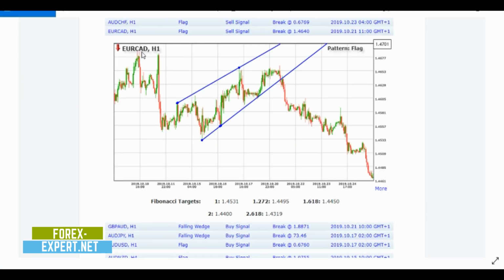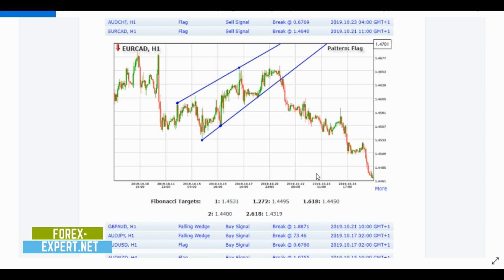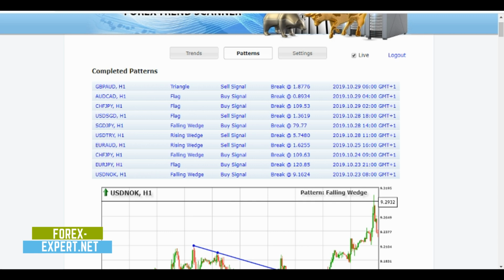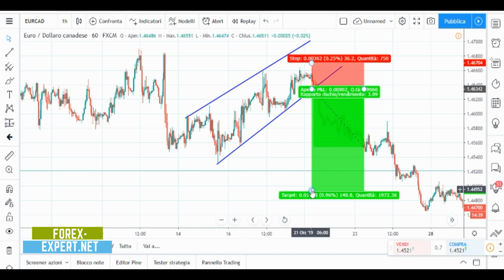We are on the euro and the Canadian dollar, 1 hour time frame. We have a flag, sell signal, break at 146.40 on the 21st of October 2019. It reached the 1.618 level, but I put my take profit on the second target. Let me see if it reached the third. This is the second target, and we have a risk reward ratio of 3.89, almost 4.